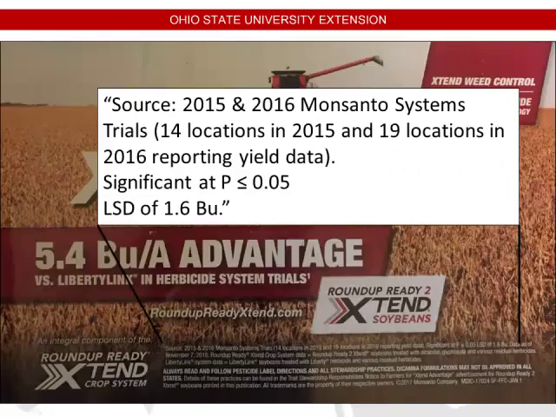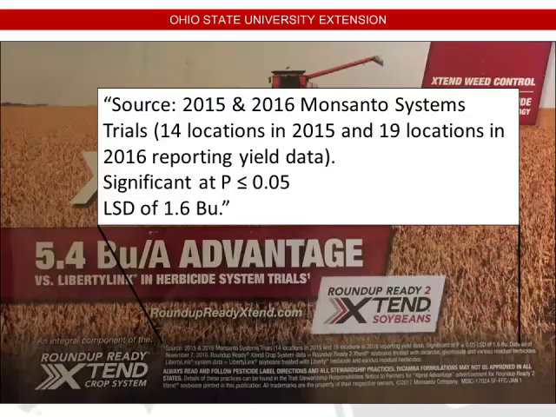And then we've got this one. Regardless of what kind of seed you prefer, we can find ads like this for all of them. This one is for the Extend beans, and it's showing a 5.4 bushel to the acre average advantage. It's hard to see in the fine print, so I blew it up again. It says that this data is collected from 2015 and 2016 Monsanto system trials. And then it goes on to say that that's 14 locations in 2015 and 19 locations in 2016.